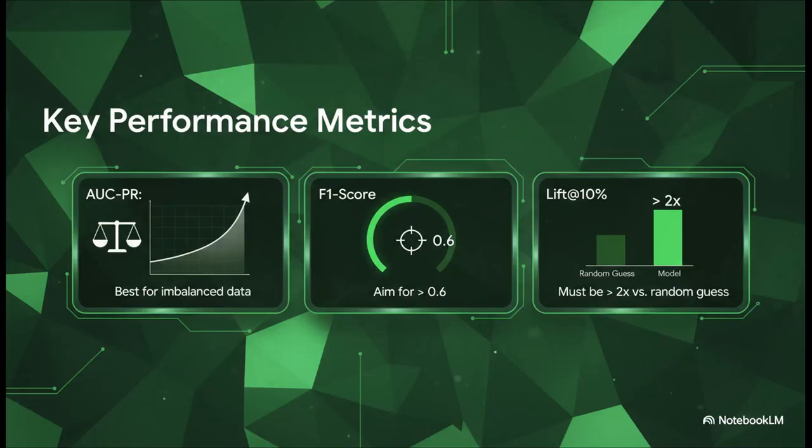So how do we grade our model? How do we know it's any good? Well, since only a tiny fraction of customers actually churn, our data is what we call imbalanced. So standard accuracy just won't cut it. Instead, we use very specific metrics.